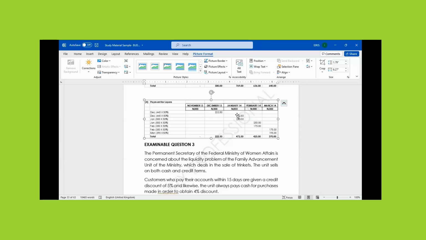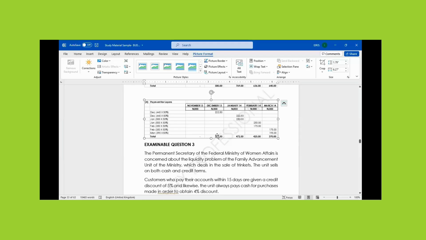April. April does not concern us, we ignore that one because it's not in our budget. That means the total amount we pay for layers: in December is 222.5, in January 472.5, in February 425, in March 370.